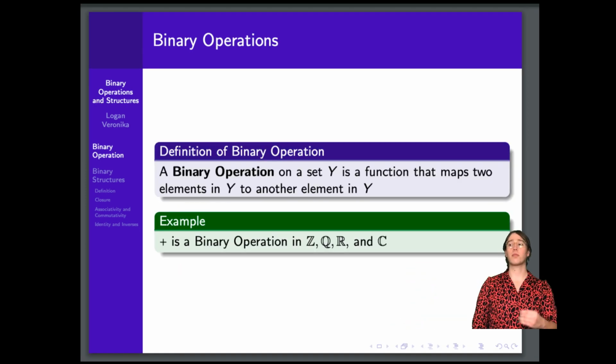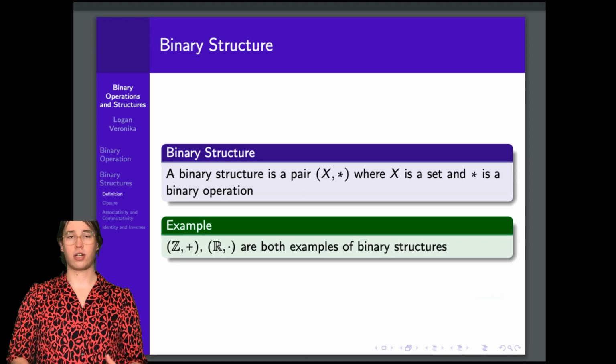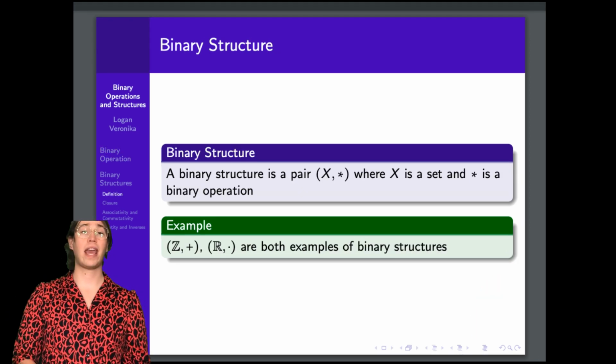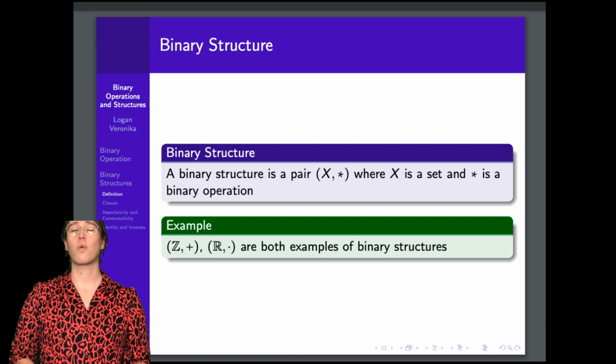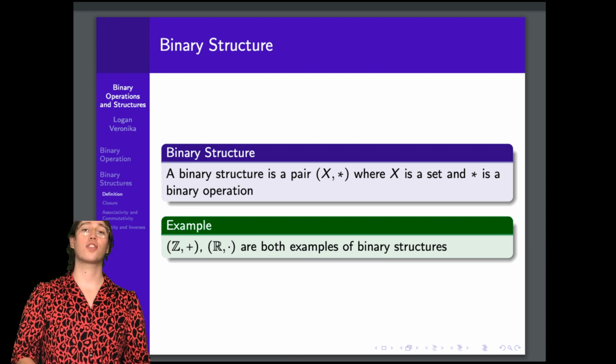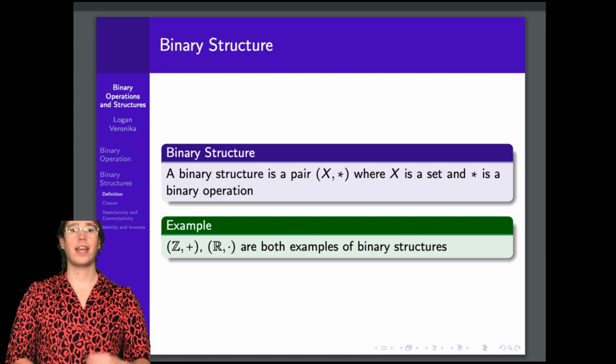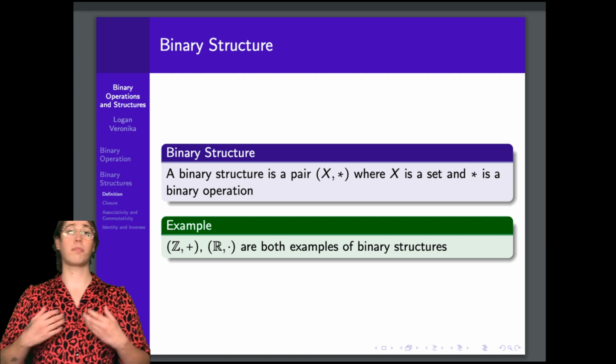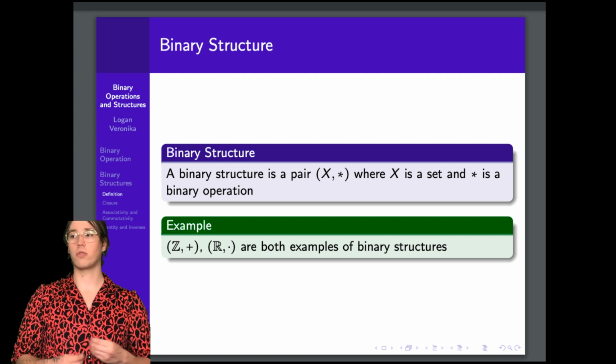A binary operation on a set Y is a function that maps two elements from Y to another element in Y. So for example, plus would be a binary operation in the integers, rationals, reals, and complex. Now we talk about a binary structure. A binary structure is a pair (X, star) where X is a set and star is a binary operation. An example of this would be the integers under plus or the real numbers under multiplication.